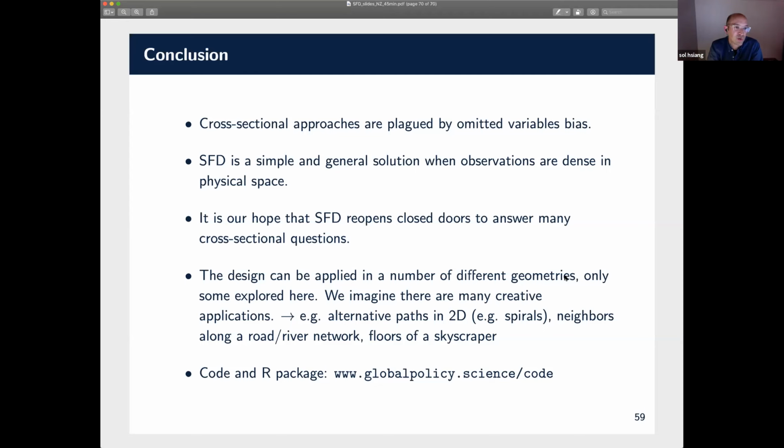So there's just all sorts of ways you could set this problem up. We're very excited to see what people do with it. If you find a nice application, we'd be very happy to hear about it.